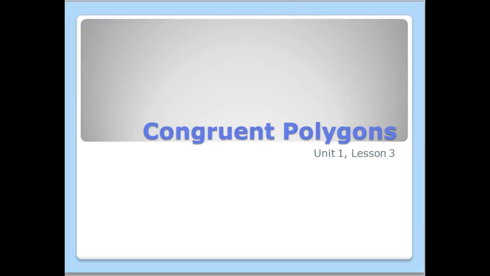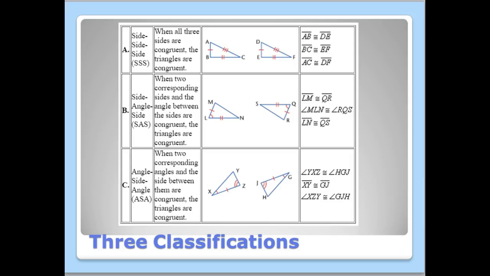Okay, ladies and gentlemen, today we are talking about congruent polygons for Unit 1, Lesson 3. So, how do we know if they're congruent? Well, there are different classifications. For example, when we have side, side, side, guess what? That means all the sides are congruent.